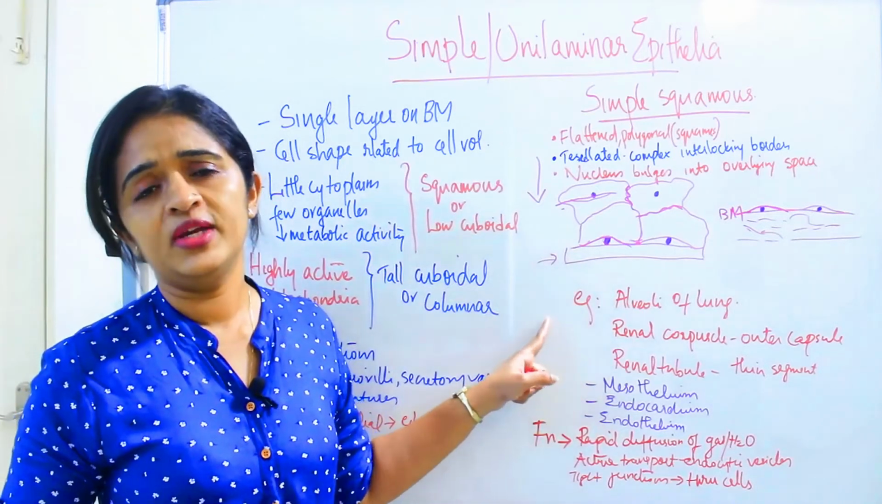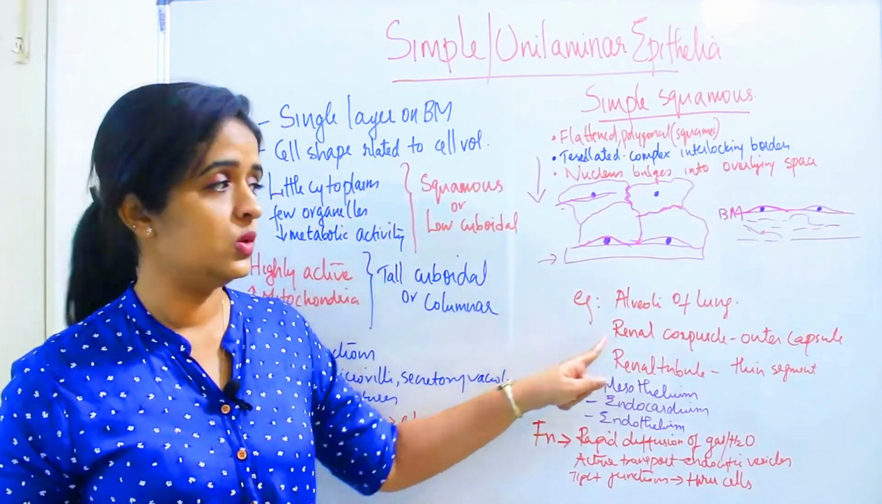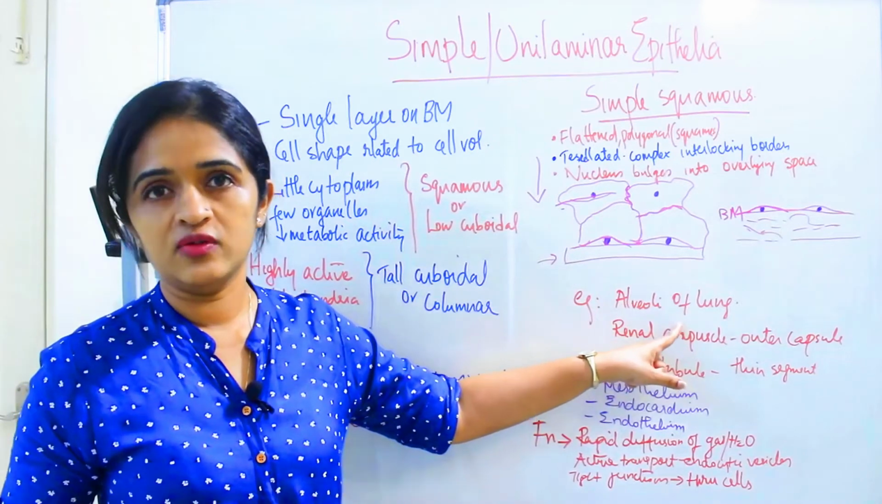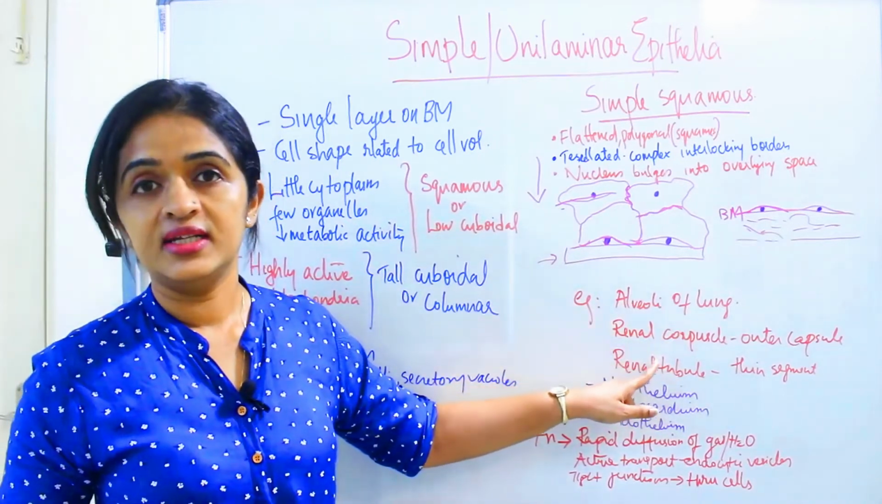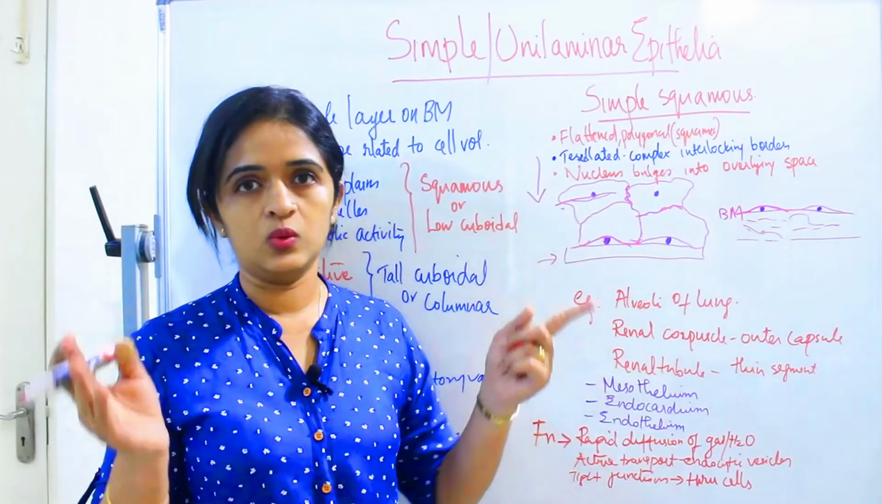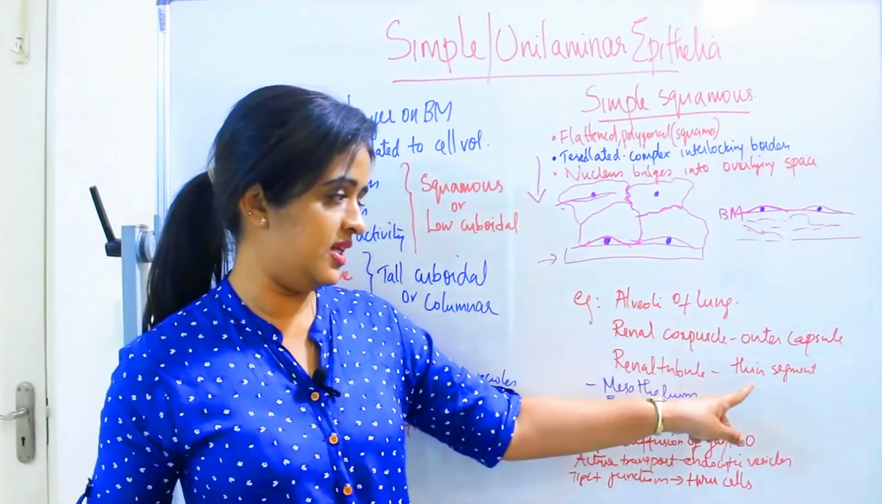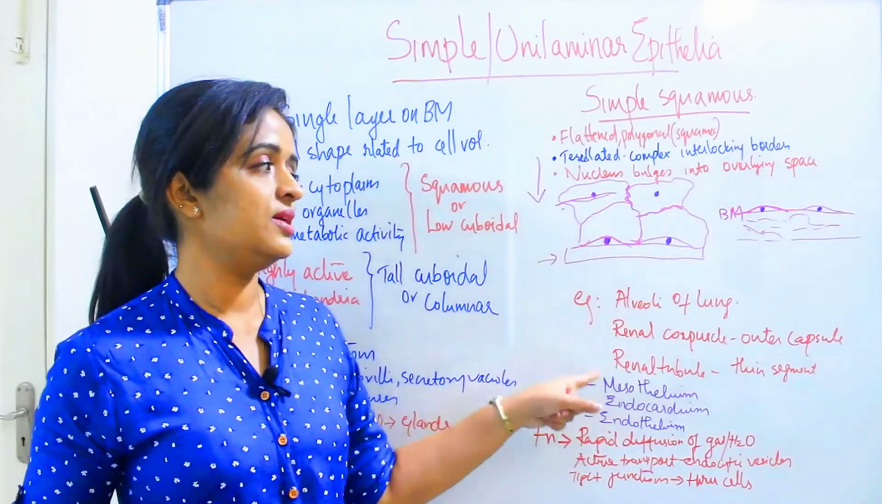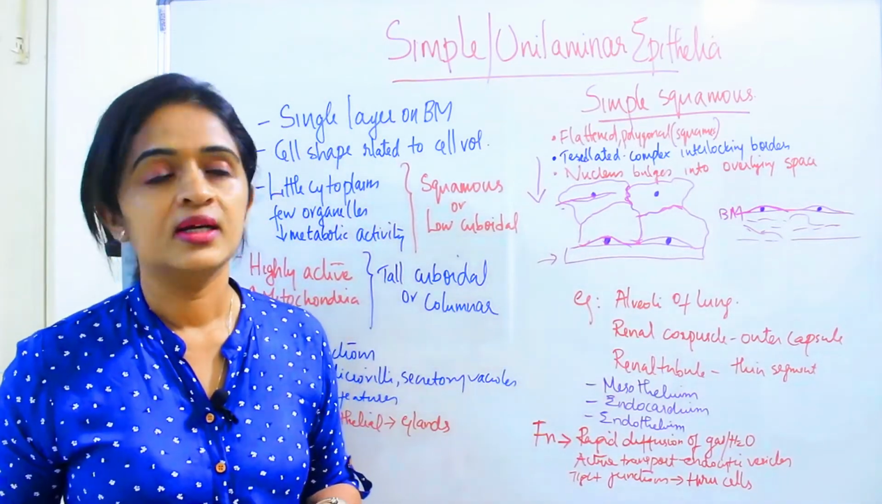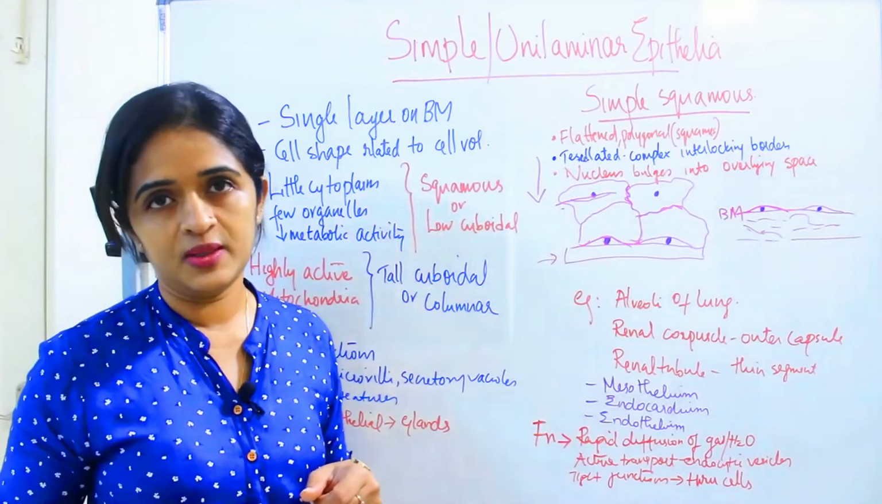Now, where will you get this type of squamous epithelium? You can get it in the alveoli of lung, then in the renal corpuscles, especially the outer capsule, then in the renal tubules, especially the thin segment. So all these regions are examples where you get the simple squamous epithelium.